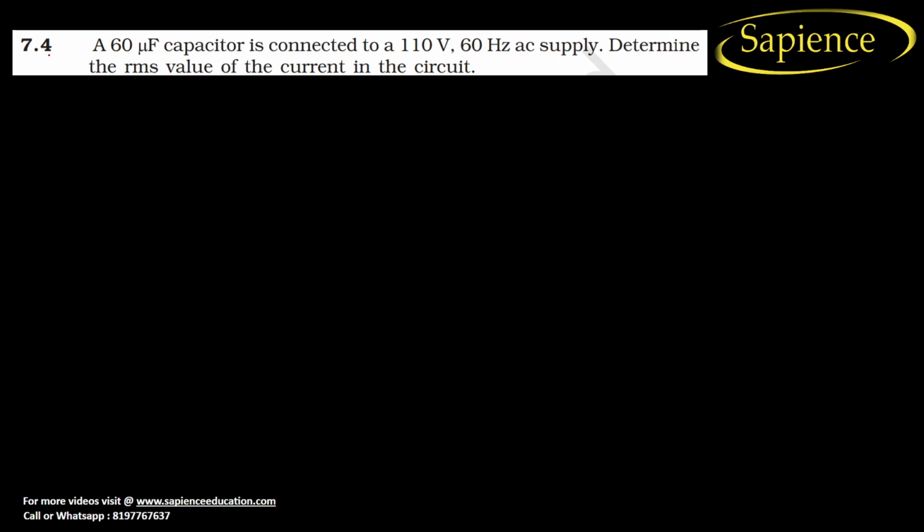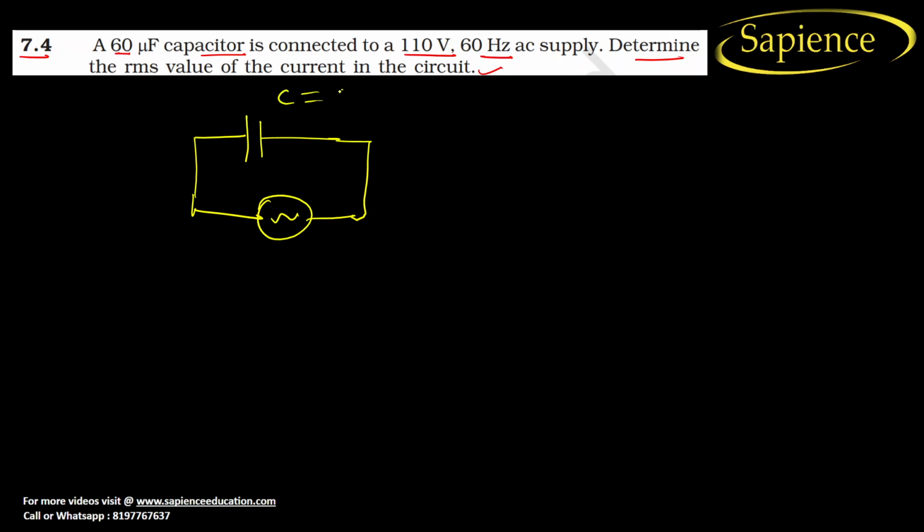This is question number 7.4, and in the question they are asking: a 60 microfarad capacitor is connected to a 110 volt, 60 hertz AC supply. Determine the RMS value of the current, that is, they are asking for IRMS. In this circuit, they have connected a capacitor with the AC supply, so the AC supply will be like this.